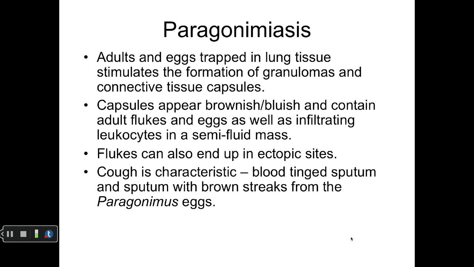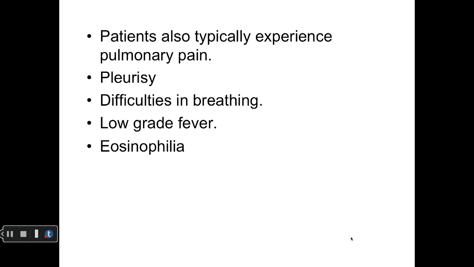There is a very characteristic cough associated with paragonimiasis, and when people cough up, often their sputum is blood tinged because of the damage to the lungs, but also there are often brownish streaks in the sputum, and that's because of the high concentration of Paragonimus eggs. So if you were to actually examine the sputum, specifically those brown streaks, you would see a rich supply of Paragonimus eggs.